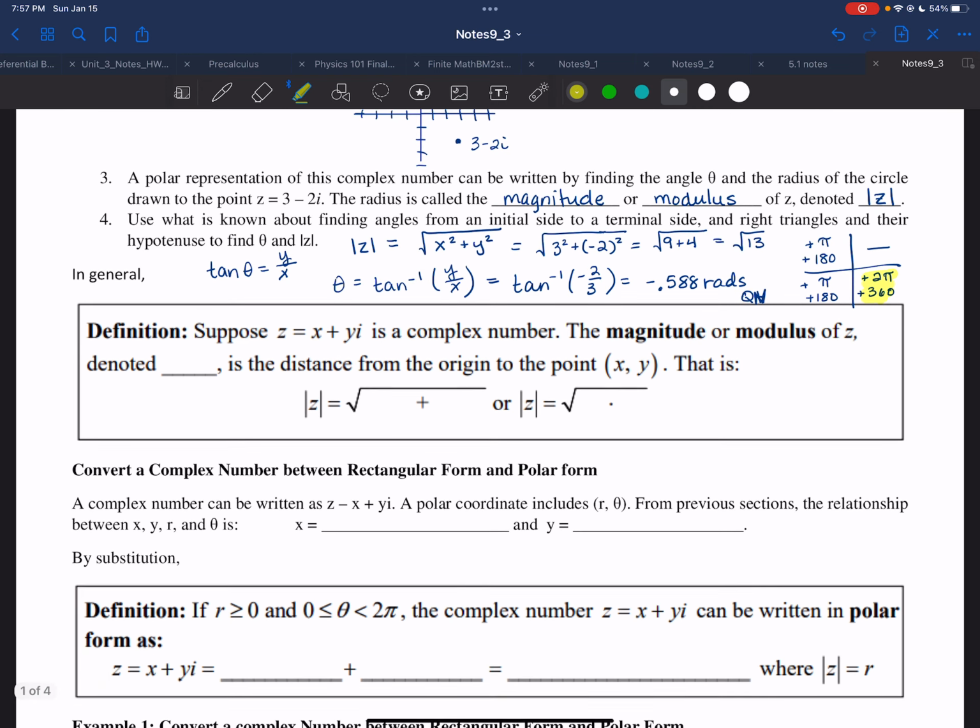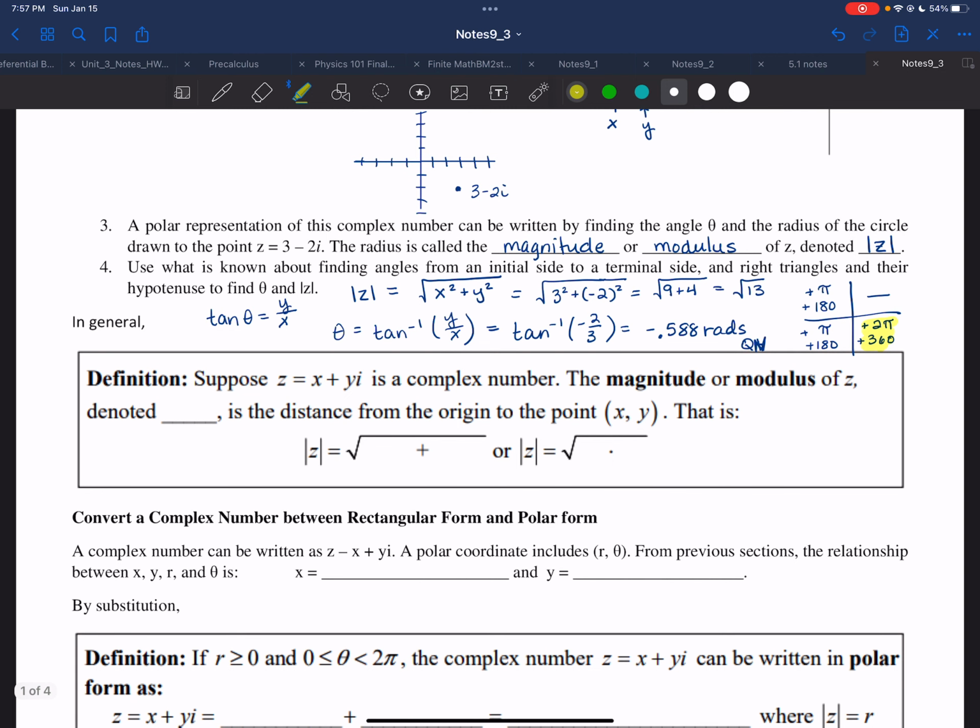All right, so let's go ahead and take a look at the definition of what we've got here.